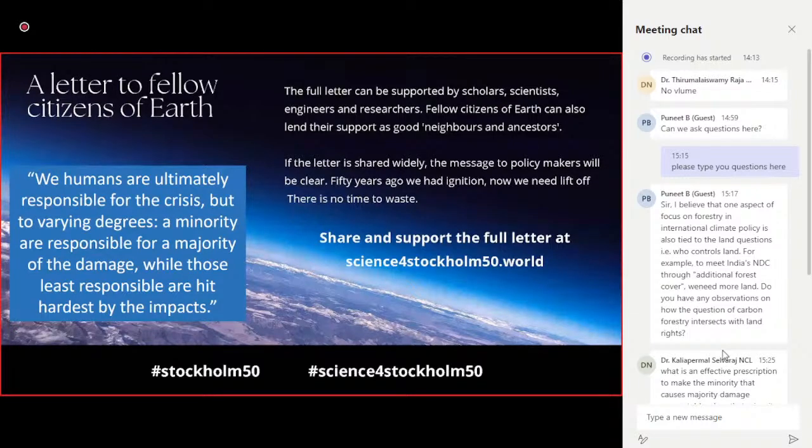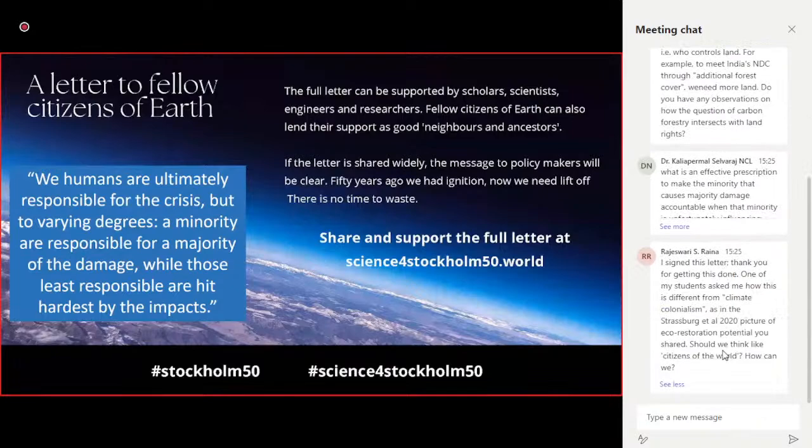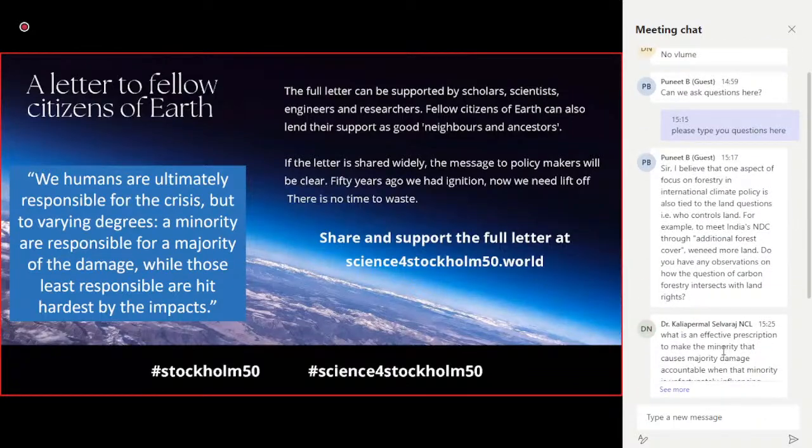That's great. So there are a few questions. Let's say one of them, Puneet says, I believe that one aspect of focus on forestry in international climate policy is also tied to the land questions, that is, who controls land? For example, to meet India's NDC through additional forest cover, we need more land. Do you have any observation on how the question of carbon forestry intersects with land rights?